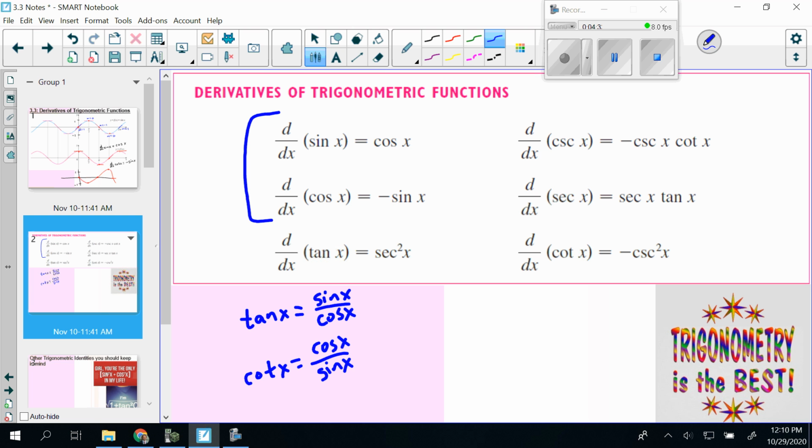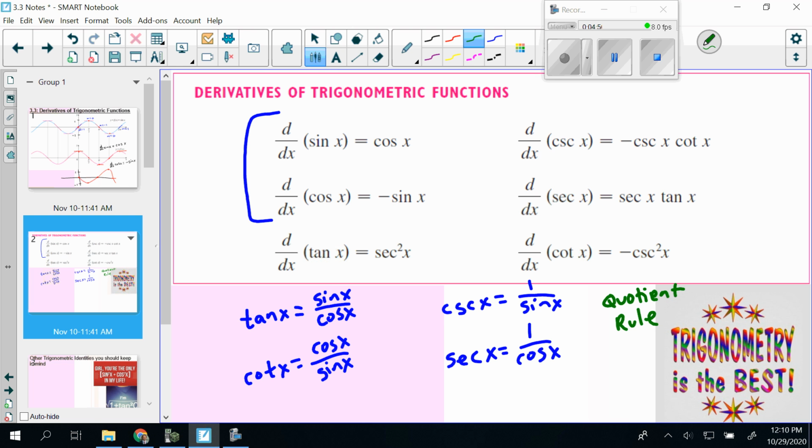The other two we got here, cosecant, remember that's the same as 1 over sine. And then secant is the reciprocal of cosine, so that's 1 over cosine. So what you'd have to do is find these derivatives by using quotient rule and knowing the derivatives of sine and cosine.